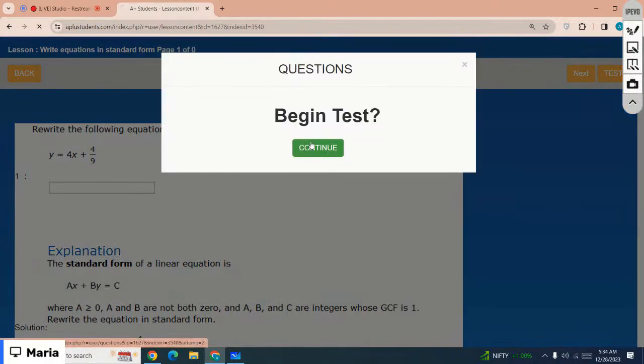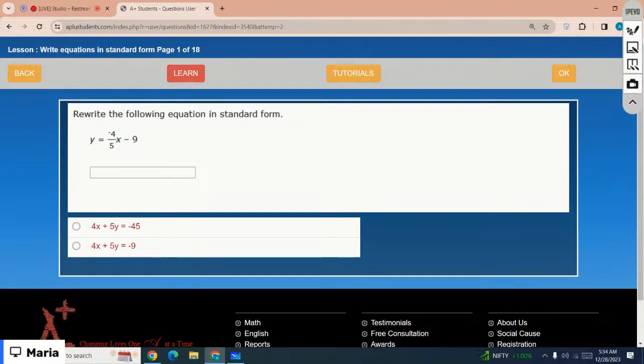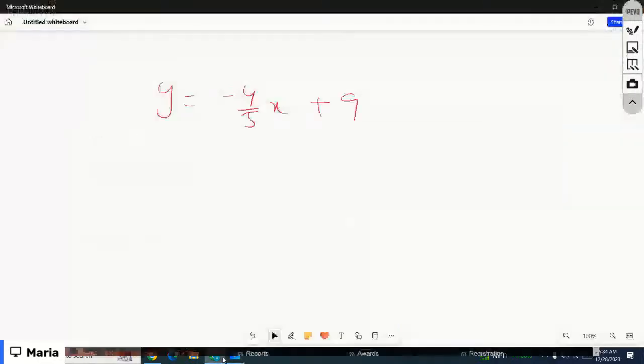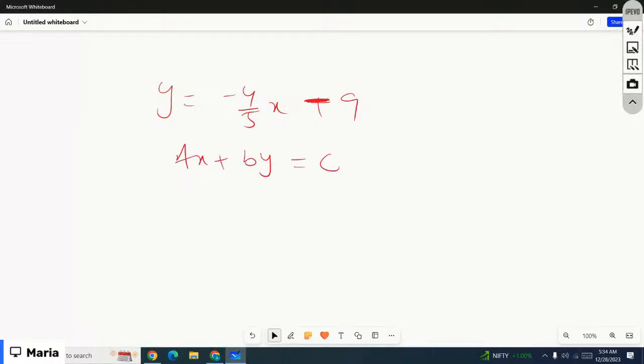Let's just see how do we write. Let's just start with the first example, that is y equals negative 4 over 5x plus 9. You need to write down the equation in the form ax plus by equals c, right? That means x and y variables must be on the same side. Move this negative 4 over 5x to the other side, so that is y plus 4 over 5x equals 9, right?